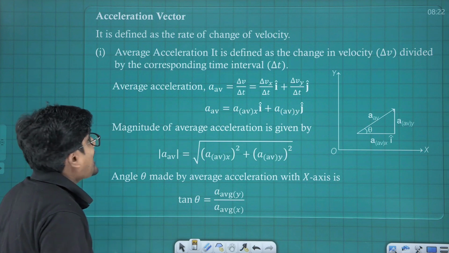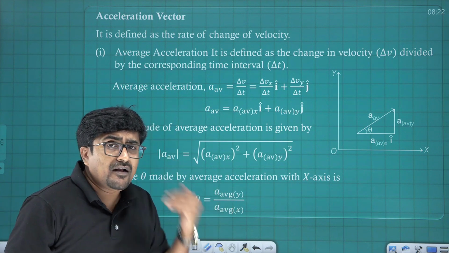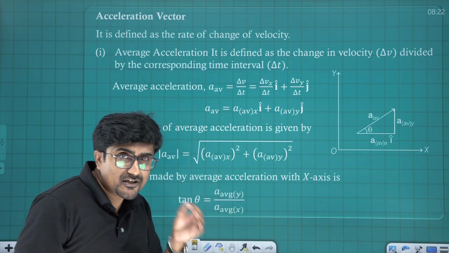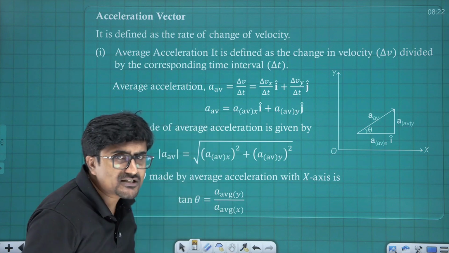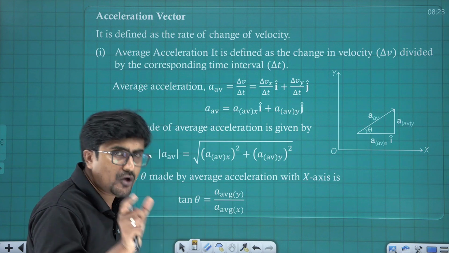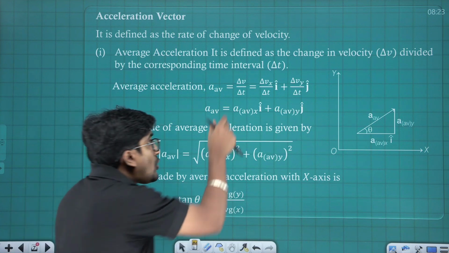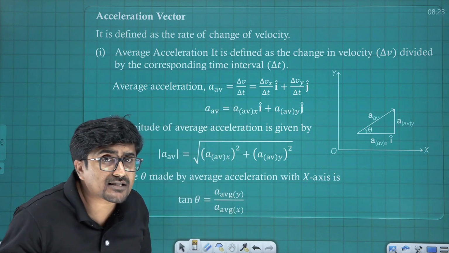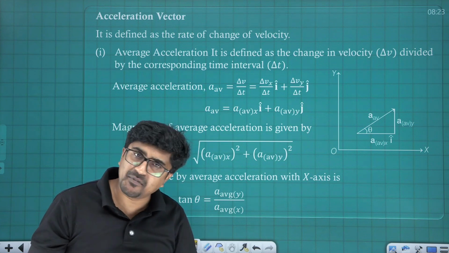The next one is acceleration. As we discussed in the case of velocity, where we separately explained average velocity as well as instantaneous velocity, in the same way here we will be discussing average acceleration as well as instantaneous acceleration. Average acceleration is the total change in velocity upon total time taken. For the total change in velocity, we can have delta Vx as the change in velocity along the x-axis, delta Vy as the change in velocity along the y-axis, and delta t is the time interval.